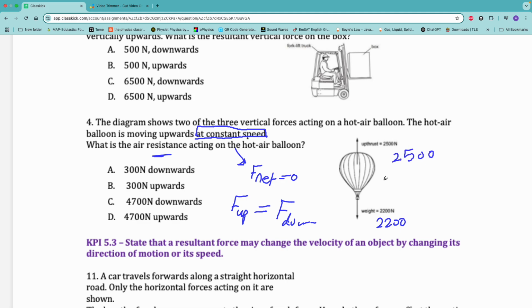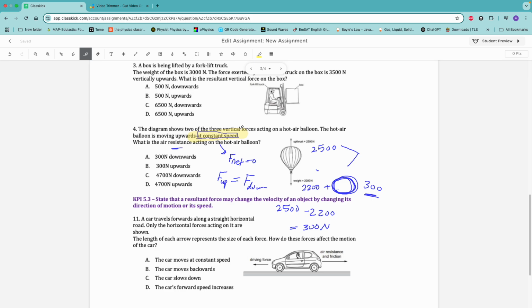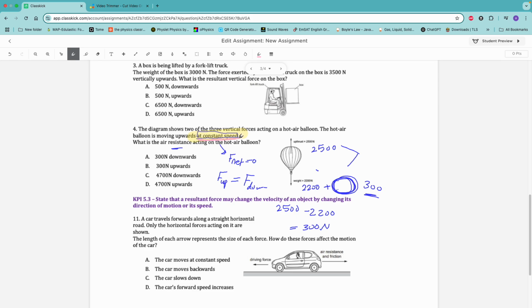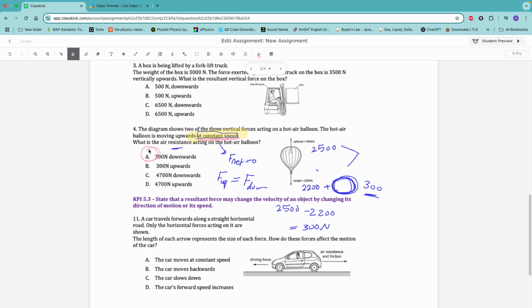As it's written here, downward force is 2,200 Newton, upward 2,500. So these two forces are not equal, but we agreed previously that they have to be equal, which means what do we need to add here? What force must be added to be in equilibrium, to be equal to each other? If you subtract 2,500 minus 2,200, it gives 300 Newton. We need to add 300 Newton downward to fit the situation of constant speed. This is the purpose. We need to make these two forces equal because we have evidence here, our keyword is constant speed. So the option will be A, 300 Newton downward.